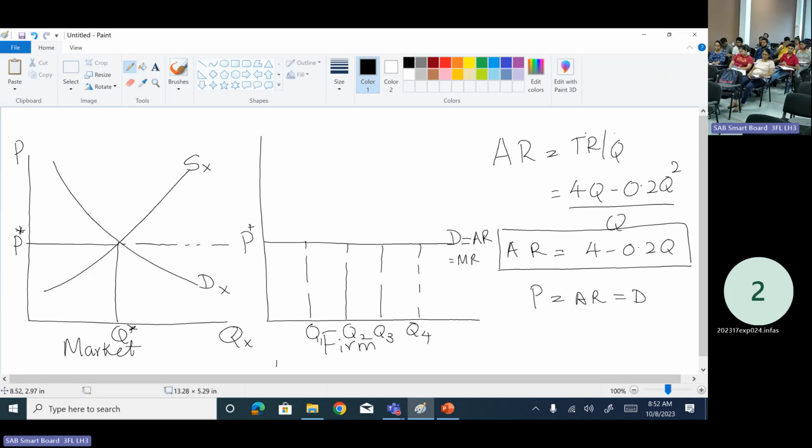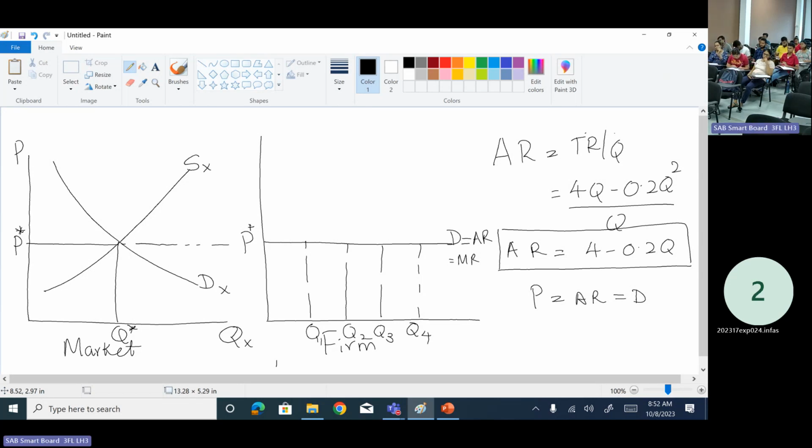That equals the average revenue and the marginal revenue. In the previous calculation, if you calculate the marginal revenue, taking the first derivative of the total revenue function, you can see that it equals the price.